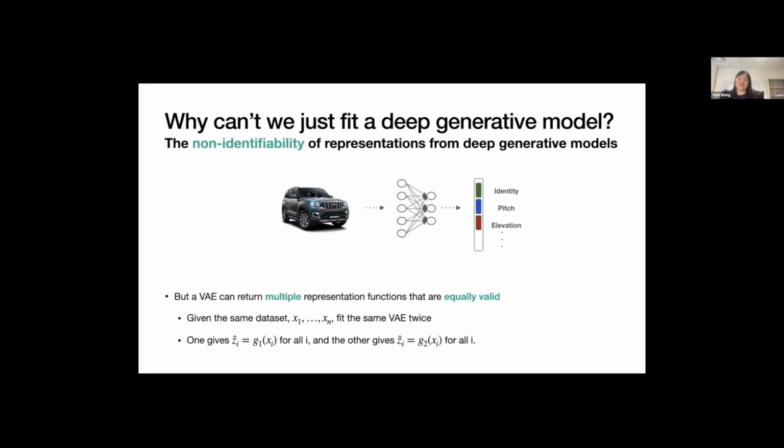However, in practice, if we fit a VAE multiple times with the exact same structure and neural network architecture, which may also happen with your favorite deep generative models too, it can actually return multiple representation functions that are equally valid. I use the same data set and fit the same VAE twice. One will give you one set of representations, and the other may give you a different set. This is what we understand as the non-identifiability of representations in general from deep generative models. We fit this model multiple times with the exact same setup and get different answers. All these answers are viable. They may even achieve the exact same loss, but I may have a non-unique answer.